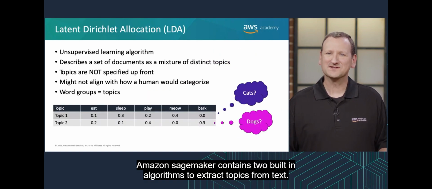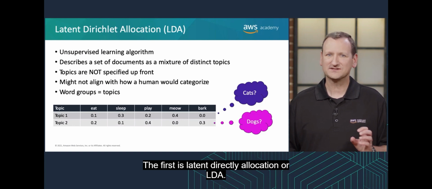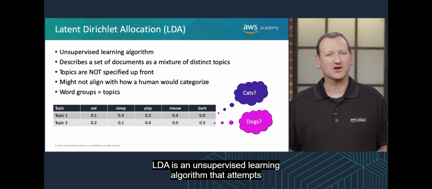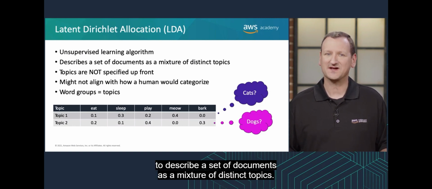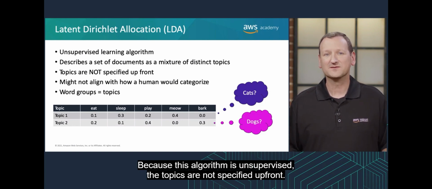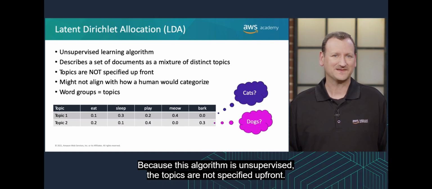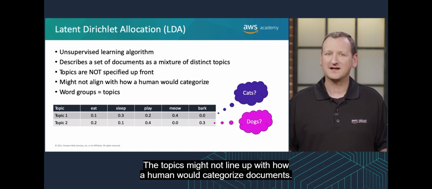Amazon SageMaker contains two built-in algorithms to extract topics from text. The first is latent Dirichlet allocation, or LDA. LDA is an unsupervised learning algorithm that attempts to describe a set of documents as a mixture of distinct topics. Because this algorithm is unsupervised, the topics are not specified up front. The topics might not line up with how a human would categorize documents.